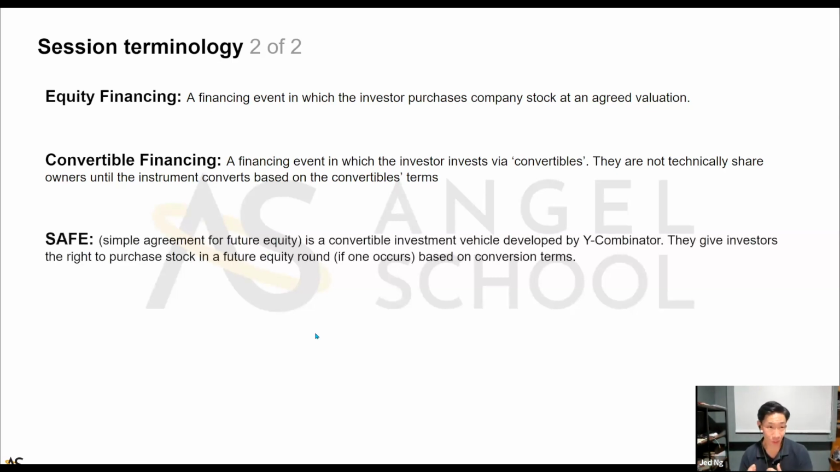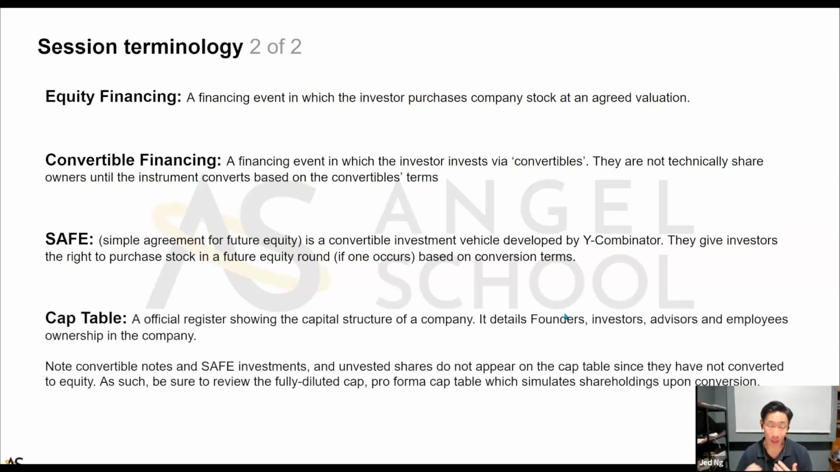Another term, bear with me, I know there's a lot of these, is a SAFE. SAFE stands for Simple Agreement for Future Equity, and this is very simply a form of convertible financing. So if you hear convertible notes, SAFEs, all of these are convertible financing instruments.